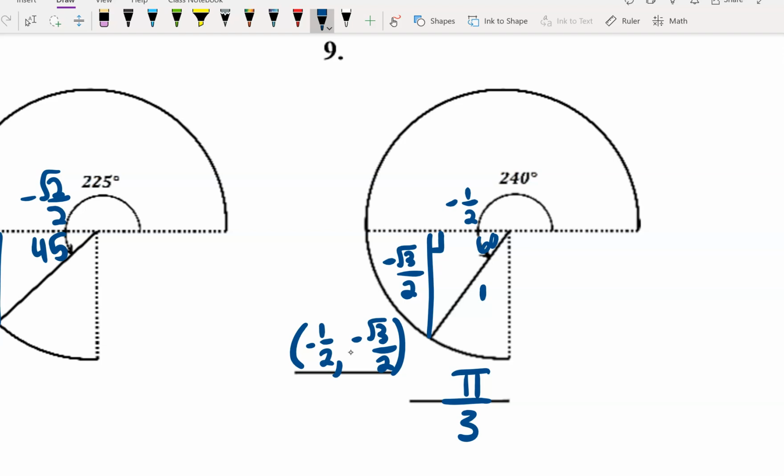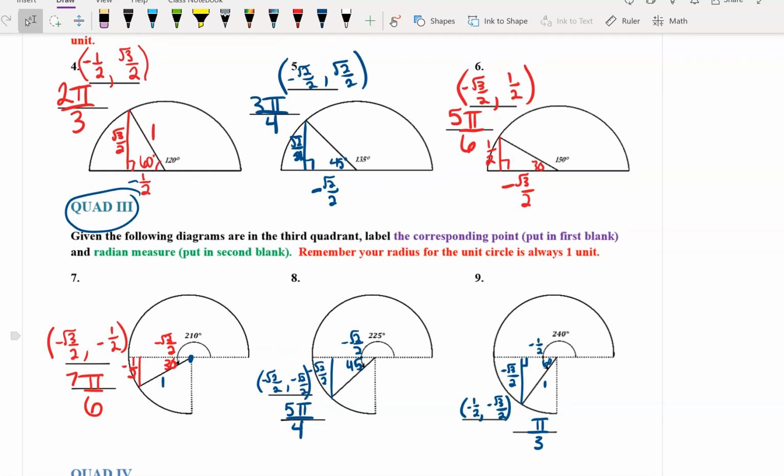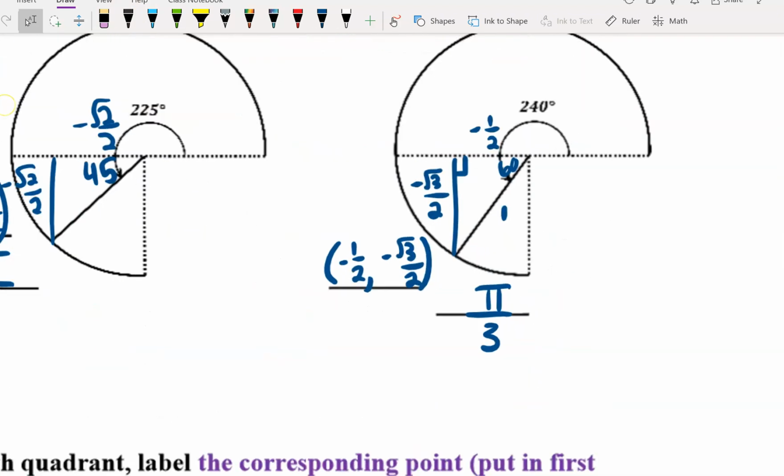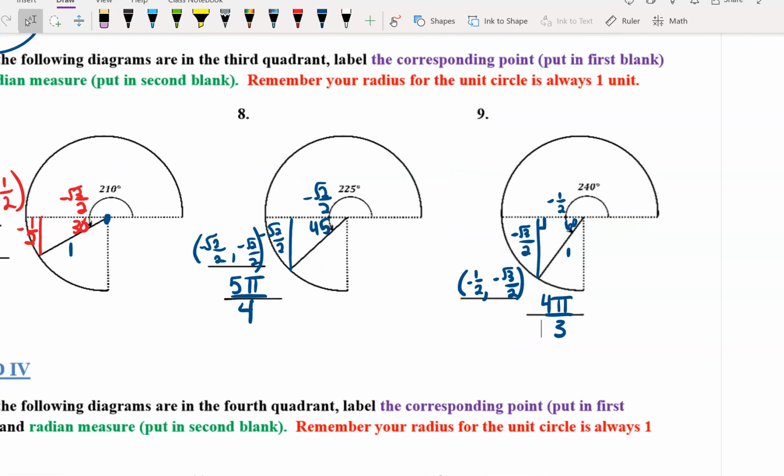Because anytime we have 60 degrees, it's pi/3. But since it's in the third quadrant, it's not going to be just pi/3. There's going to be a number there. Our last one for pi/3 was 2 pi/3. So we count past that, it would be 3 pi/3, which reduces. We don't like that. And then the next one after that would be 4 pi/3. That doesn't reduce, so that's our guy.